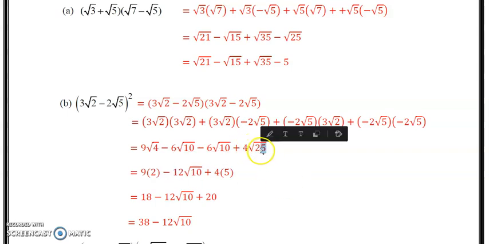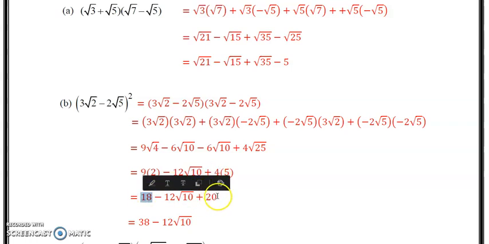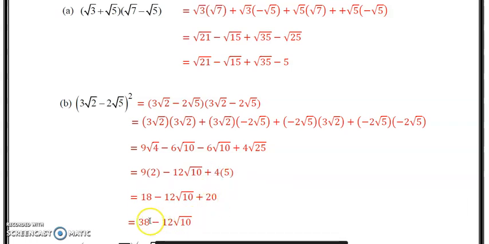4 times root 25, square root of 25 is 5, and that's where the 4 times 5 comes in. So we have 18 and 20, which adds up to 38. And these are like radicals. And there's your final answer, 38 minus 12 root 10. Or you could have written it as minus 12 root 10 plus 38. It's the same thing, right?